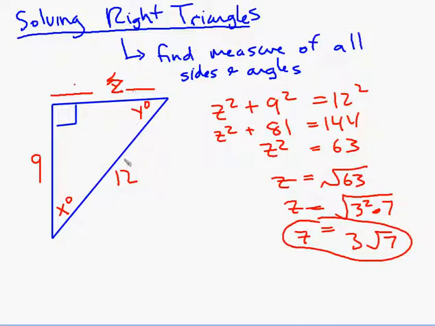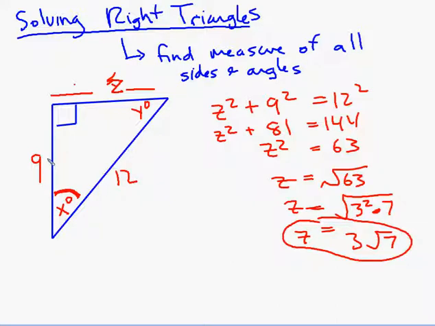I found z, but now I need to also find x and y. X and y are angles. So look up so that you're catching what I'm doing. I'm looking at angle x here, and I'm going to have to use the sides. Since this is a right triangle, I'm going to use trigonometry. This side is adjacent to angle x, and this side is the hypotenuse. Any questions on how I identified those sides as adjacent and hypotenuse?